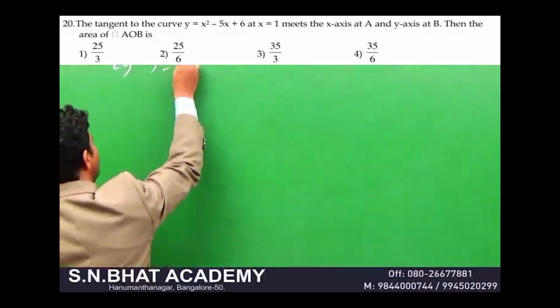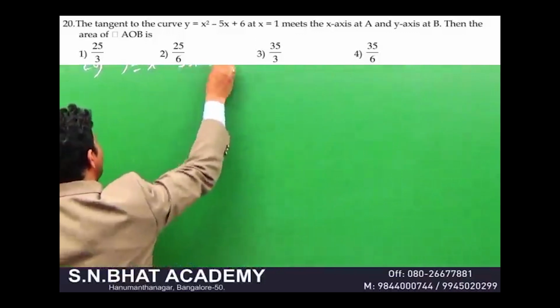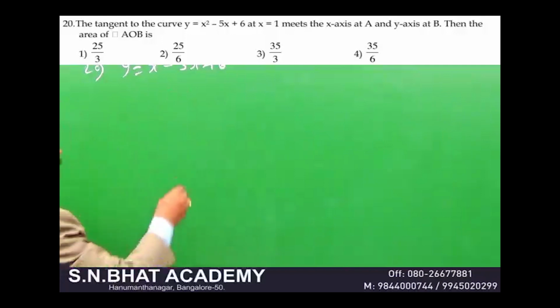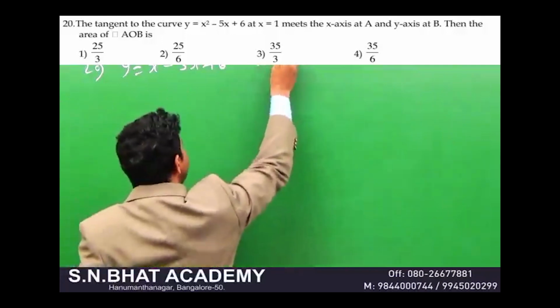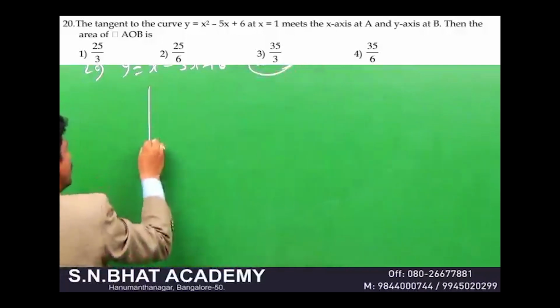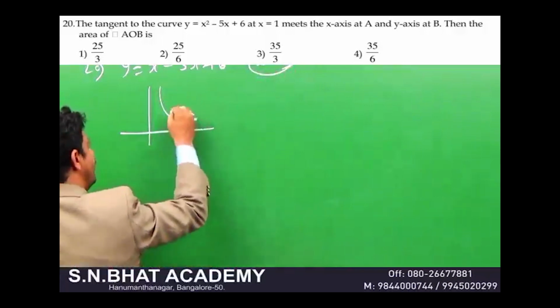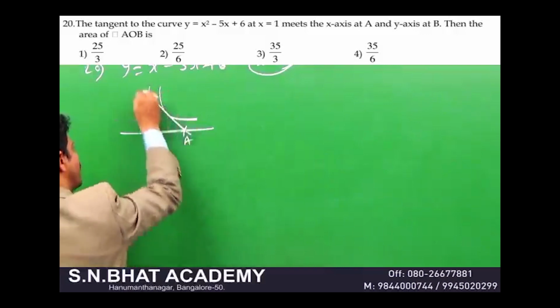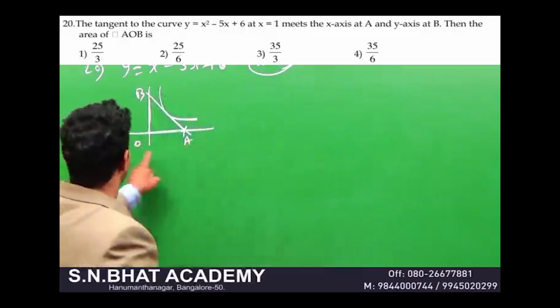In this problem a curve is given. It is y equal to x square minus 5x plus 6. This is the curve. And we are drawing a tangent at x equal to 1. Suppose this is the curve, and at x equal to 1 we draw a tangent that forms a triangle. We have to find the area of this triangle. We have to find the area of triangle AOB.